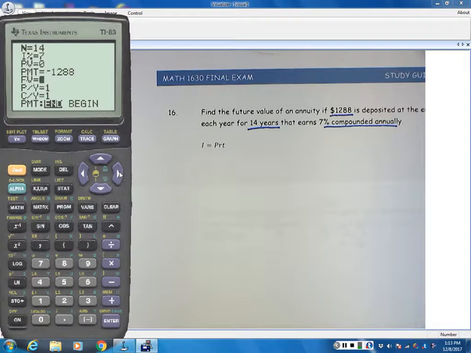And we want to know the future value. So if they deposit $1,288 per year for 14 years at that interest rate, they're going to wind up having $29,045.03.